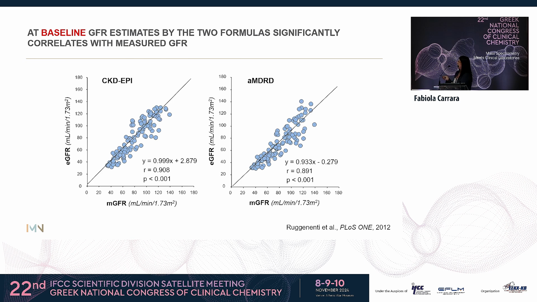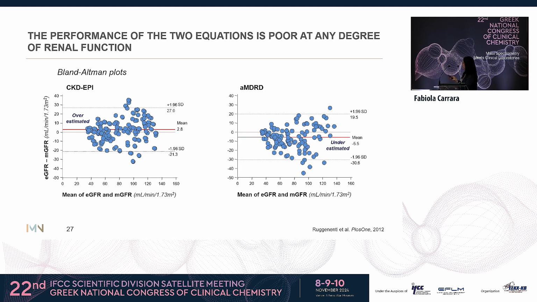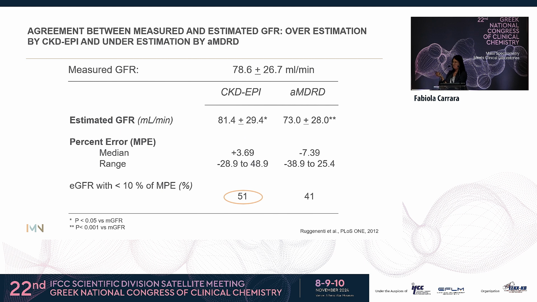However, we know that the correlation coefficient is a poor statistical parameter to evaluate agreement between two methods. In fact, as we can observe, CKD-EPI significantly overestimates measured GFR. MDRD underestimates measured GFR. And the percentage of patients with a mean percent error within 10%, which we consider virtually identical to measured GFR, is about 50%. So if we flip a coin, we have the same probability, 50%, to detect this condition.